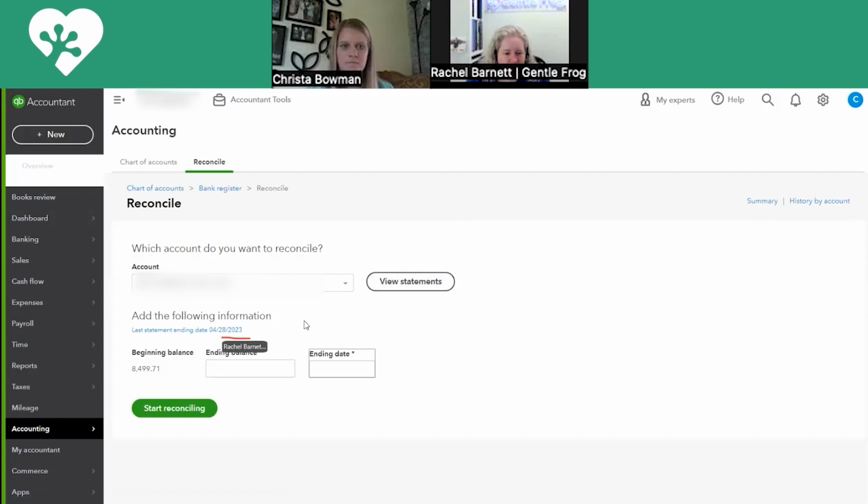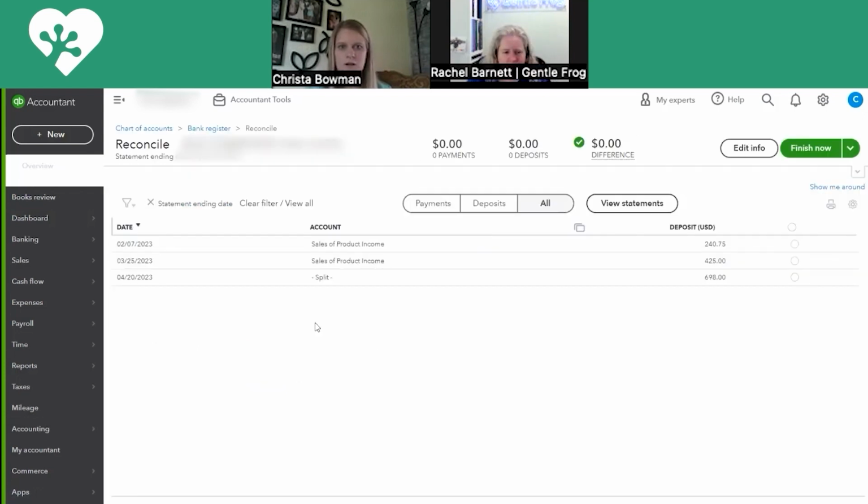We want to put the date over here. We want to put the ending balance over here. We want to click on start reconciling and just see, is there anything we can do to get rid of anything that is sitting there uncleared? Those I would work on later, but where is the stuff that is uncleared?